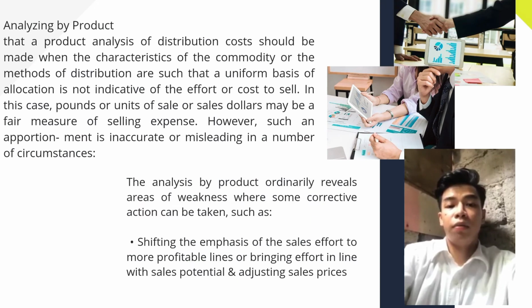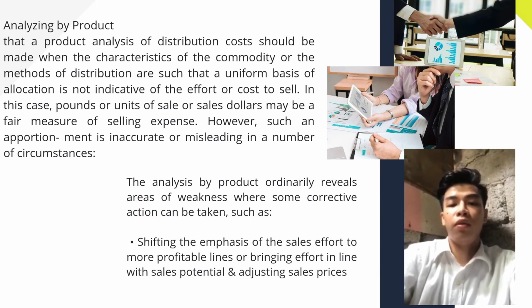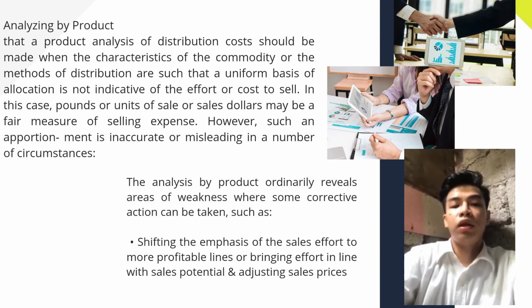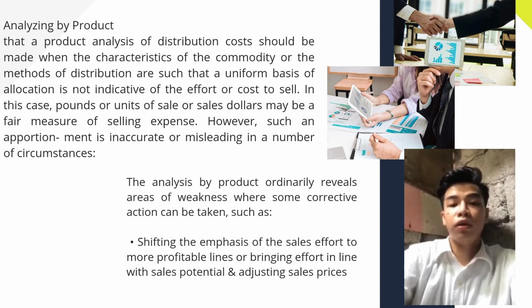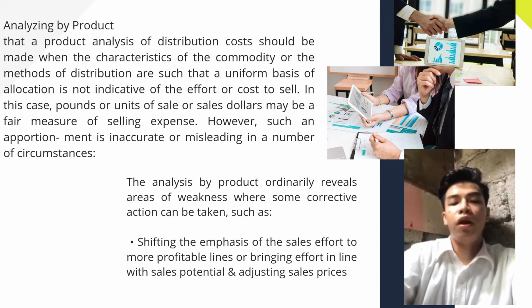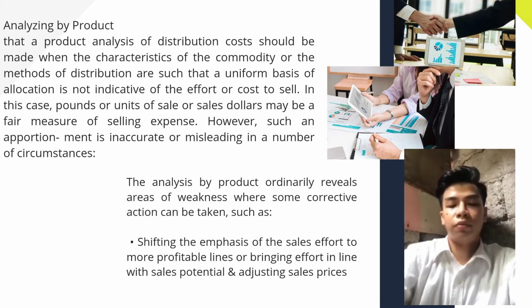Analysis by product. Product analysis of distribution cost should be made when the characteristics of the commodity or the methods of distribution are such that a uniform basis of allocation is not indicative of the effort or cost to sell. In this case, points, units of sales, or sales dollars may be a fair measure of the selling expenses. However, such an apportionment is inaccurate or misleading in a number of circumstances.